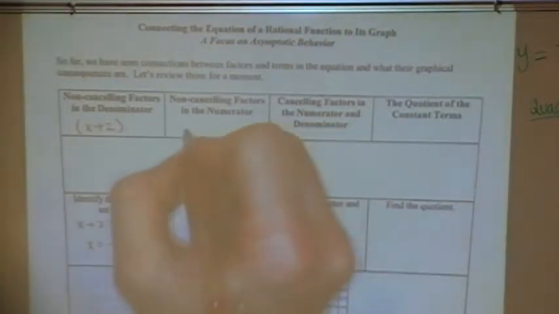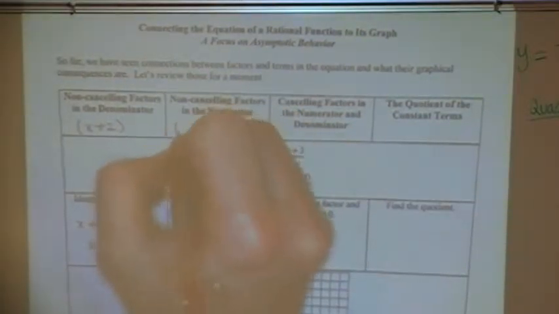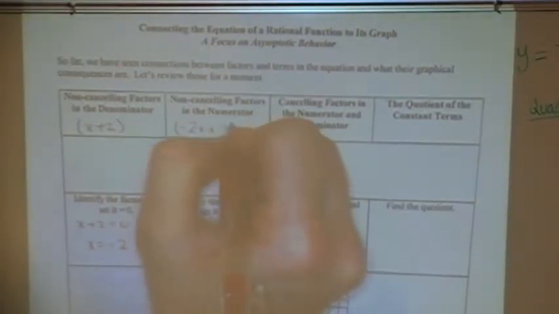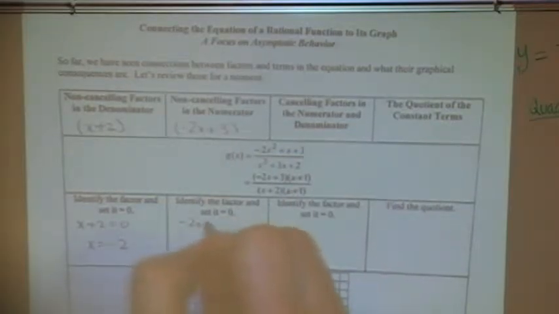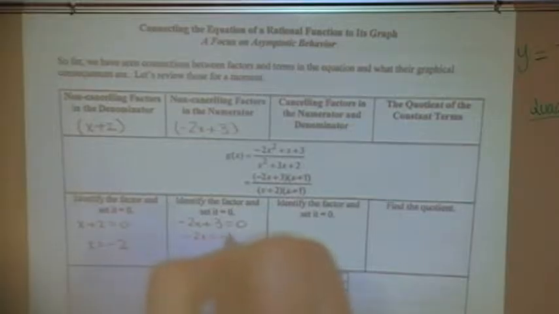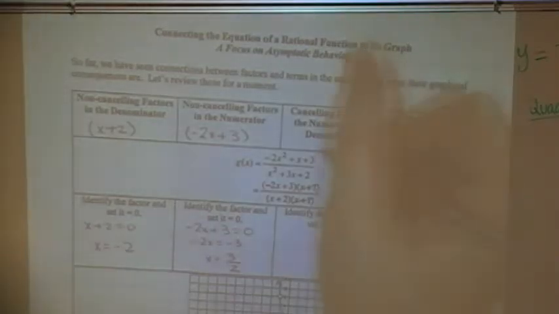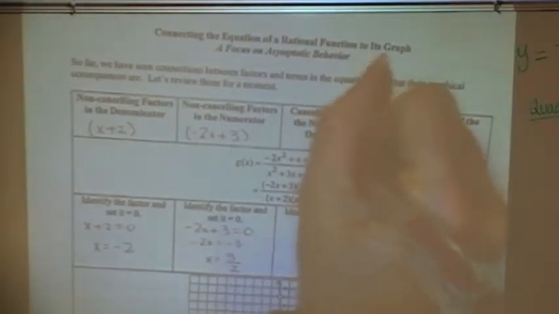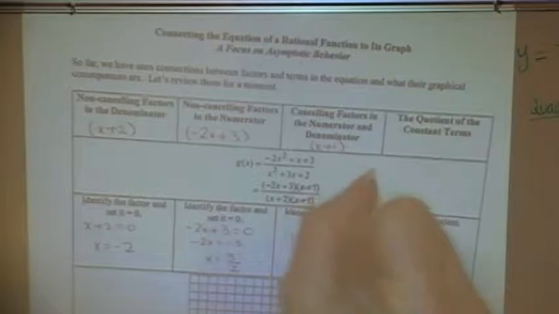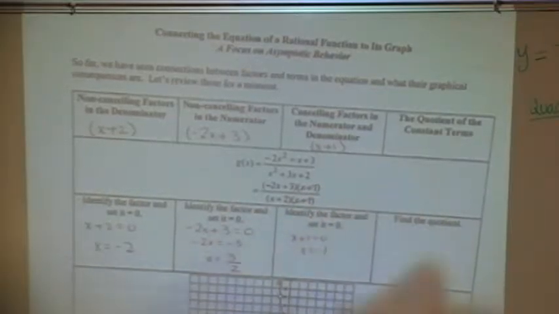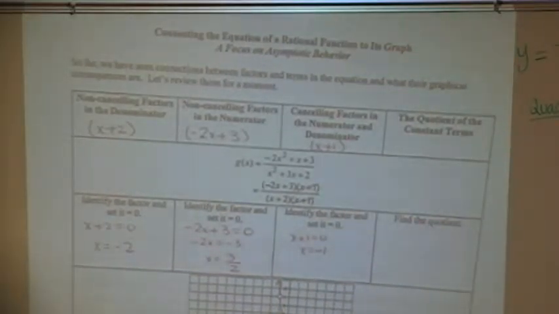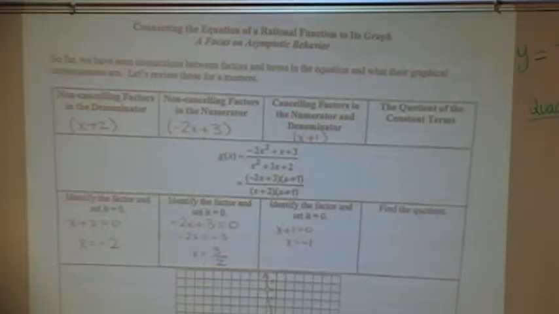Non-canceling factor in the numerator, that's going to be -2x plus 3. Set it equal to 0 and solve it. Canceling factor in the numerator and denominator, that'd be x plus 1. Set it equal to 0 and solve it.